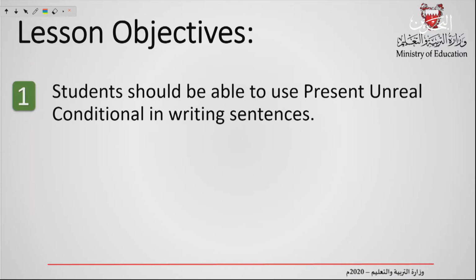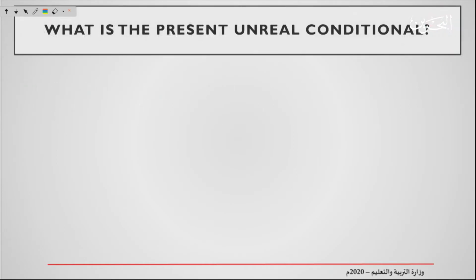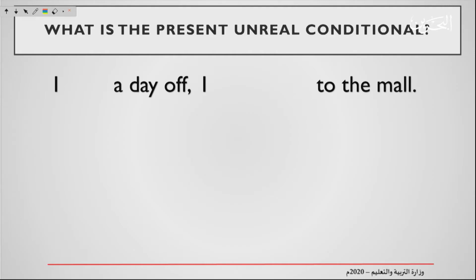Now, lesson objectives. By the end of the lesson, you will be able to use the present and real conditional in writing sentences. So, what is the present and real conditional? Let me show you with a sentence. I, gap, a day off, comma, I, gap, to the mall, full stop. Now, I would like to use the present and real conditional. So, if I had a day off, comma, I would go to the mall, full stop.